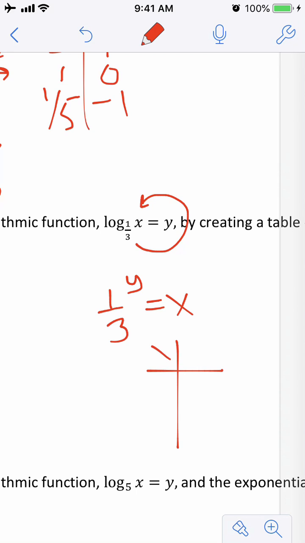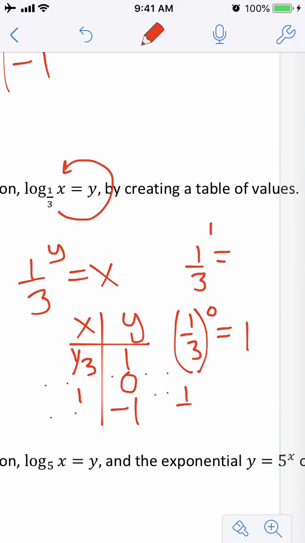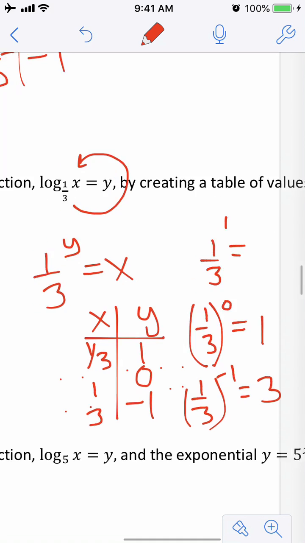Now I create my table, x and y. I'm not going to choose the x's. I'm going to choose the y's because it's going to be easier, right? It's an exponent, so I'm going to choose the y values. 1, 0, and negative 1, right? All right, 1/3 to the first. What I'm doing is I'm plugging in now. So 1/3 to the first, well, that's just 1/3. 1/3 to the 0, anything to the 0 power is 1. So that one's nice and easy. And then 1/3 to the negative 1, well, that flips it over, right? So 3/1, or just 3. So I have my 3 points now.